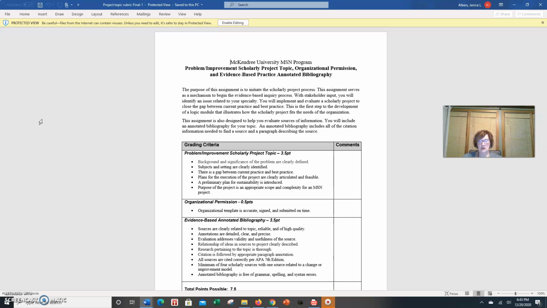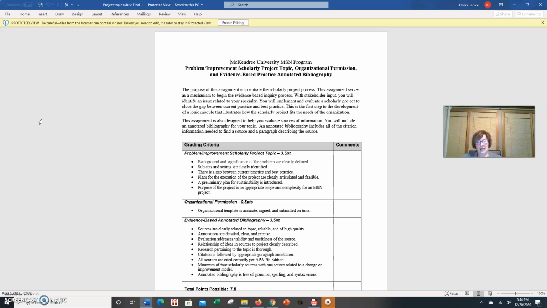So you will need to get organization permission. Again, this is part of the sustainability piece, that you have the buy-in. And so there is a template that you can follow and recommend to whoever is the stakeholder who does have the power to grant you permission for your project. And then you're going to dive into the evidence.